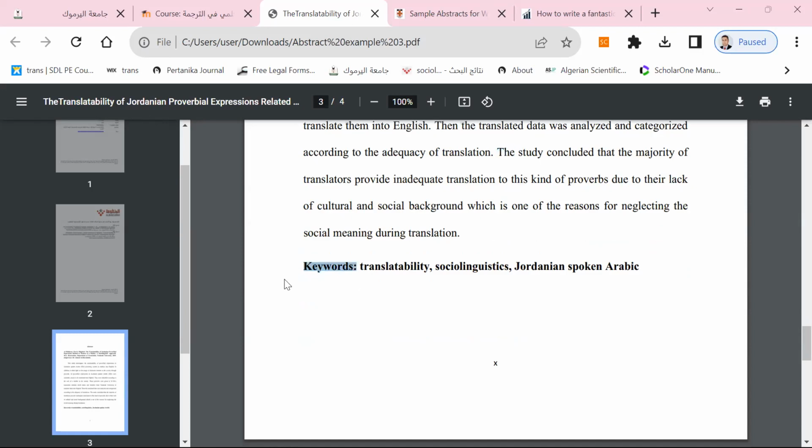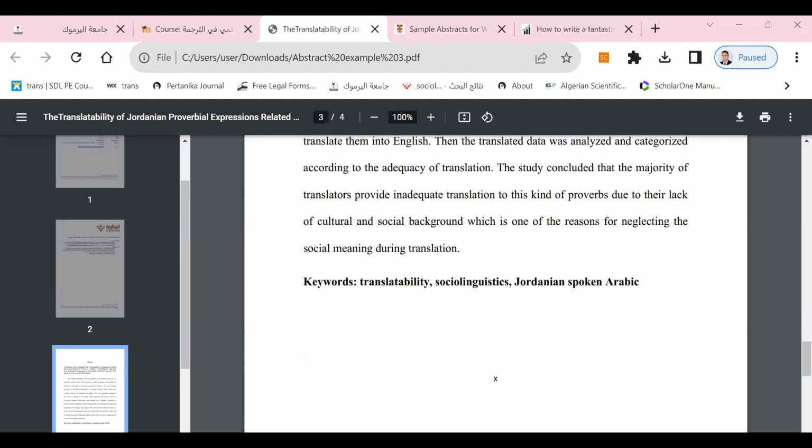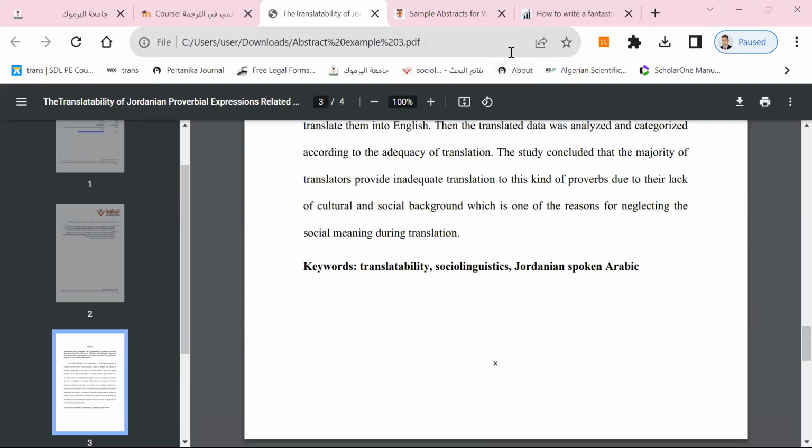Now, after that, you should write the keywords. Keywords, at least 5 words. Translatability, social linguistics, Jordanian, spoken Arabic. Also, there are some words here, proverbial expressions, etc. Okay, so this is an example of how to write an abstract. There are so many examples, by the way, and you can go to any MA thesis, you may have a look at the way of how the abstract has been written.